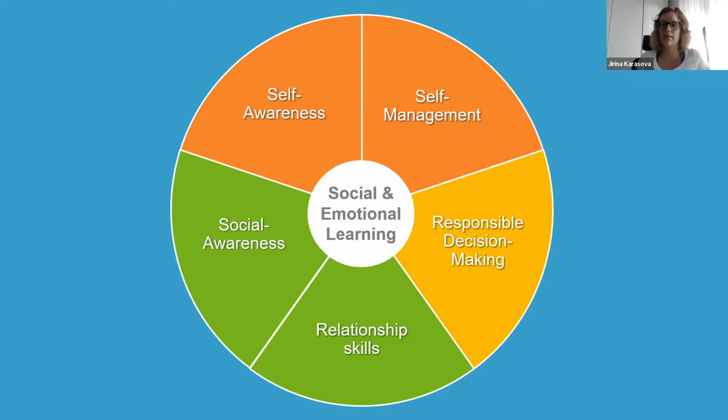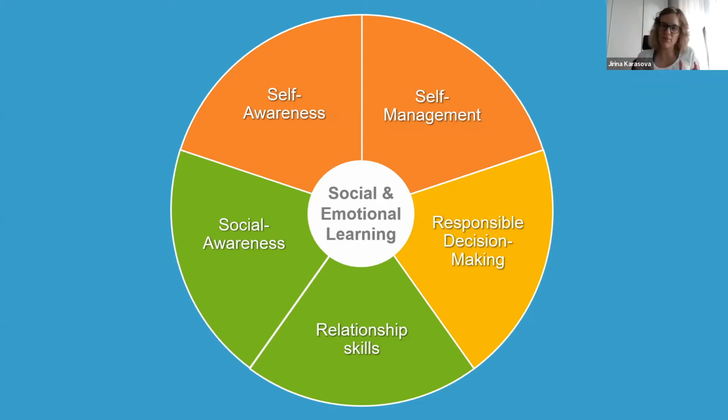And the green ones are interpersonal. That means that they're about our approach to the others, awareness of others, relationship skills to others. And then the yellow one, the last one, responsible decision making, is both intrapersonal and interpersonal. It's making decisions about myself and about the others.